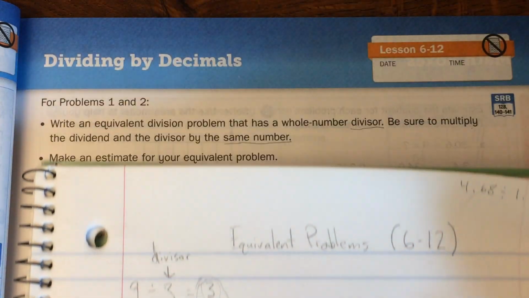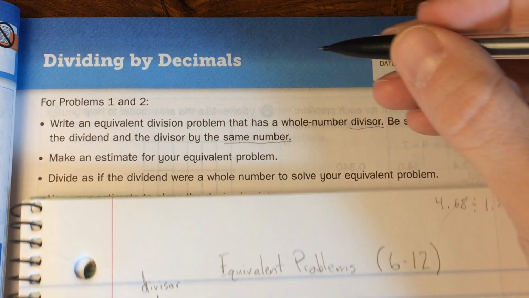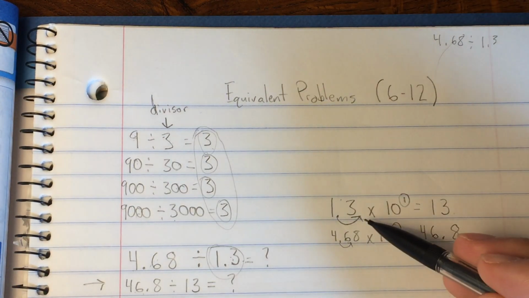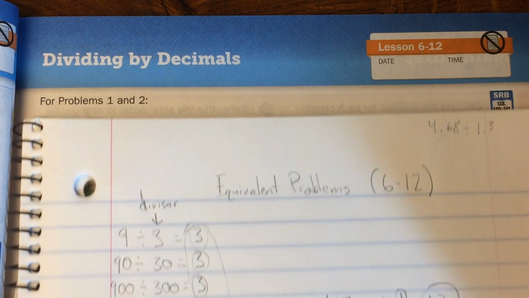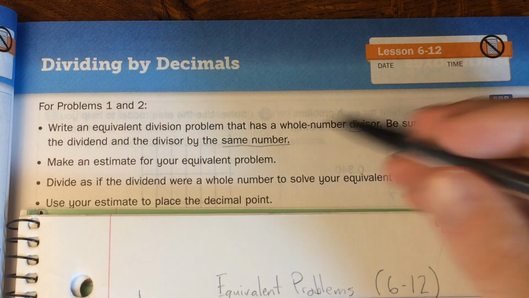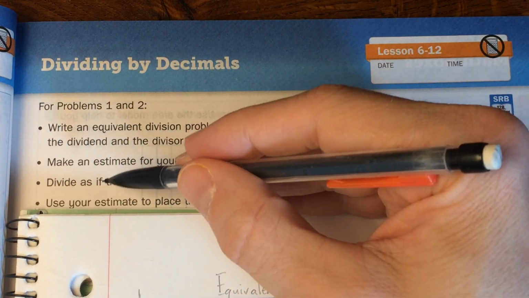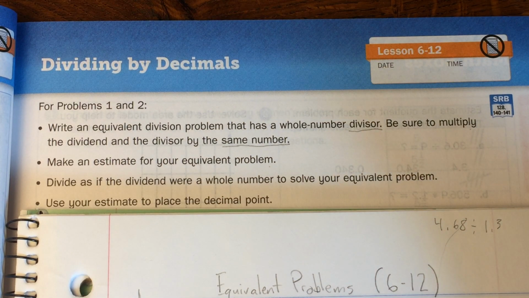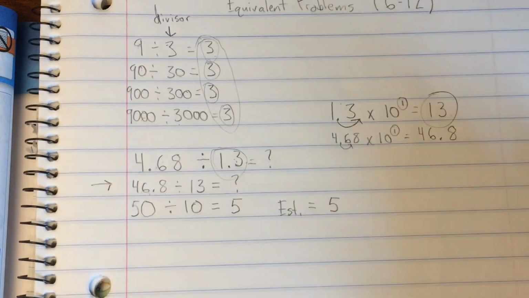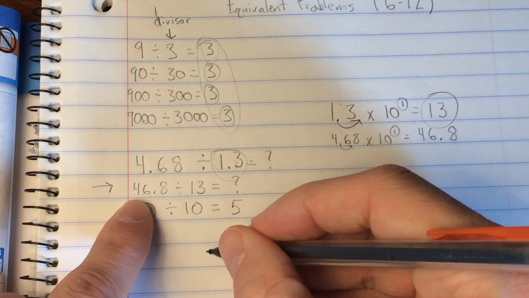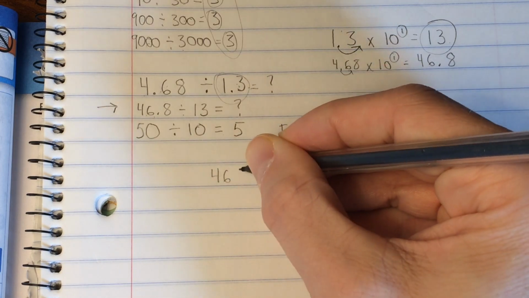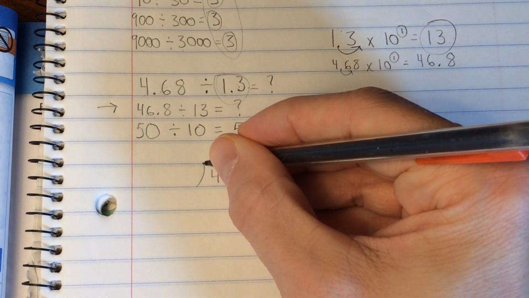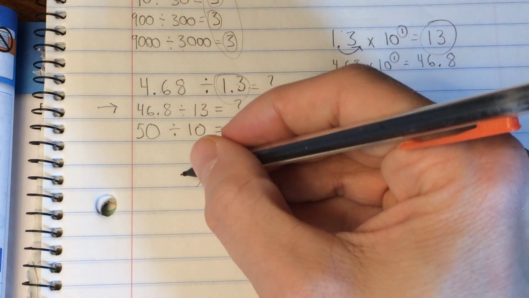Okay, so let's go back to our rules. We have write an equivalent division problem. We did that by multiplying each number by 10 to the power of 1, so we could turn the divisor into a whole number. Next, we made an estimate. Nailed it. Third one, just like 611, it says divide as if the dividend were a whole number to solve your equivalent problem. So now we're going to take our dividend, which is 46.8, and just pretend that it's a whole number. 46.8 will turn into 468 divided by 13.